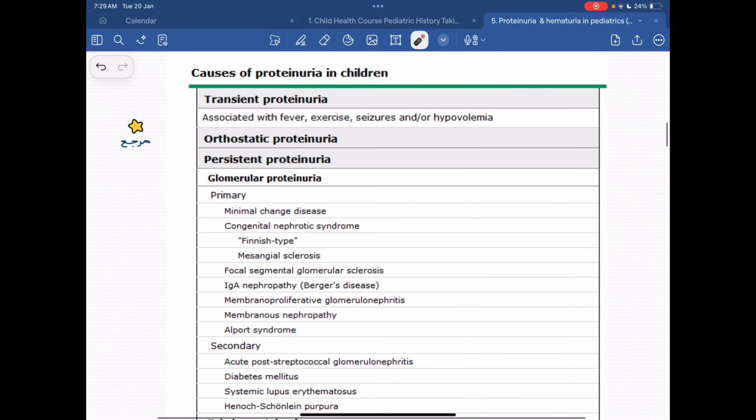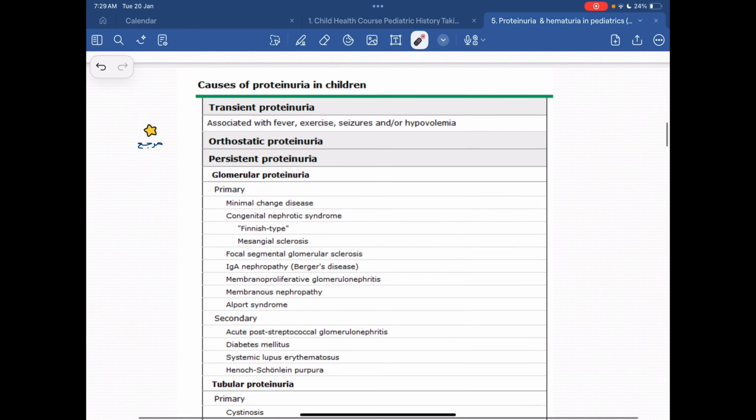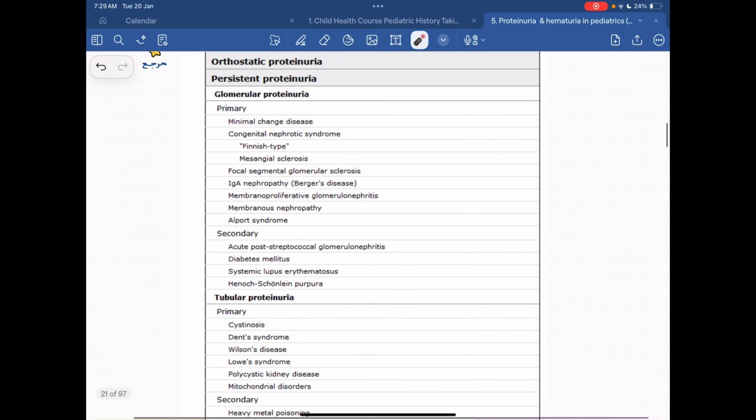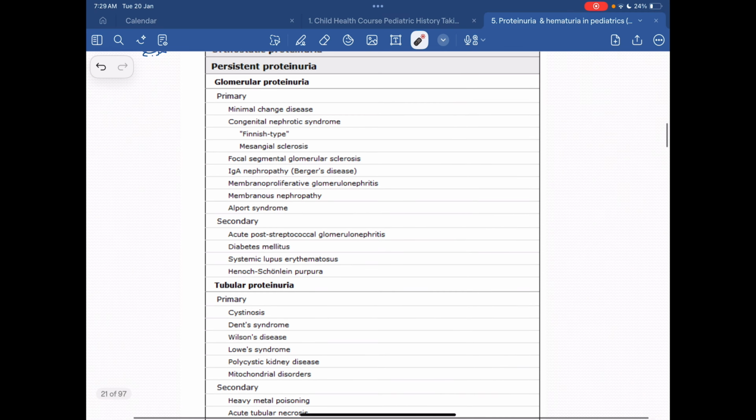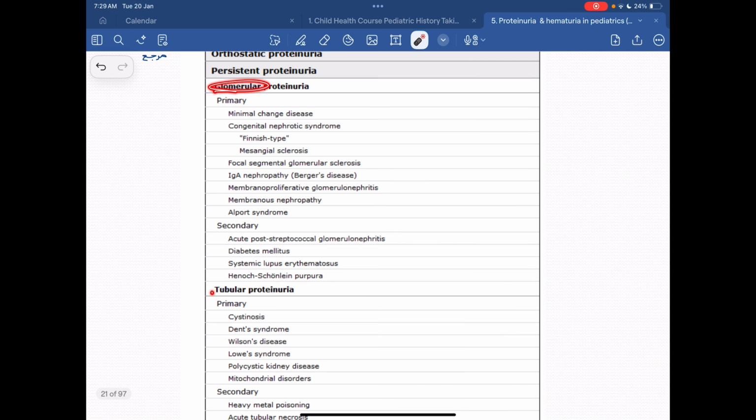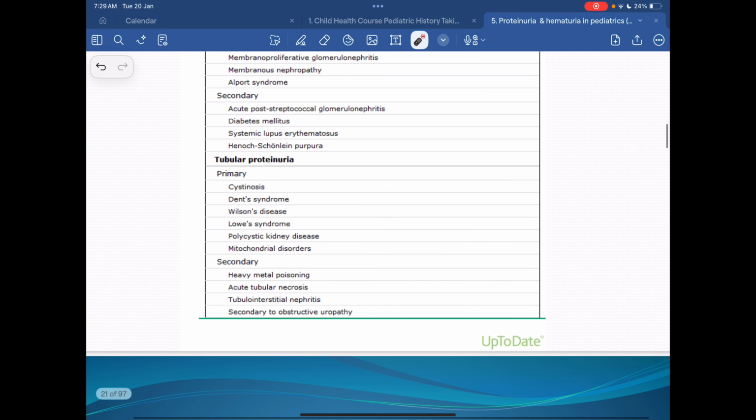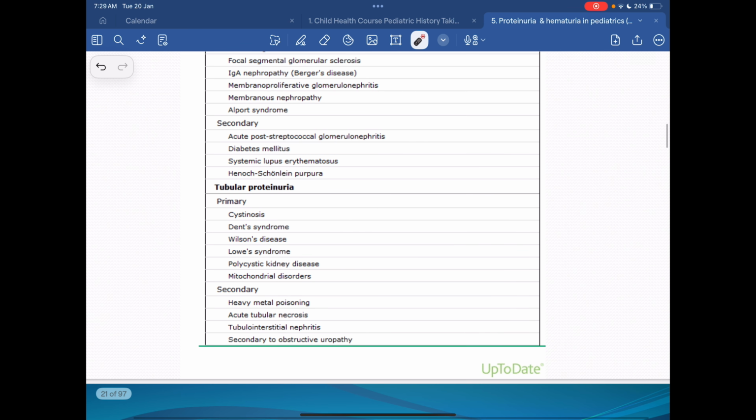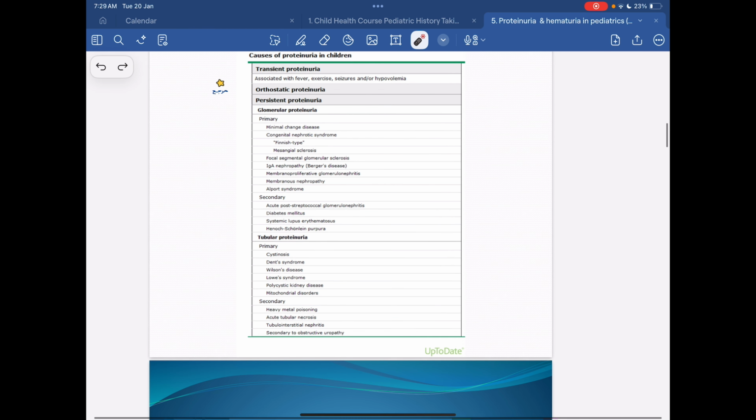And here we have causes of proteinuria in children. This is a reference we can go over, so you know which is primary, which is secondary, glomerular, tubular. Now this second one, acquired: heavy metal poisoning, acute tubular necrosis, tubulointerstitial nephritis, and secondary to obstructive uropathy.